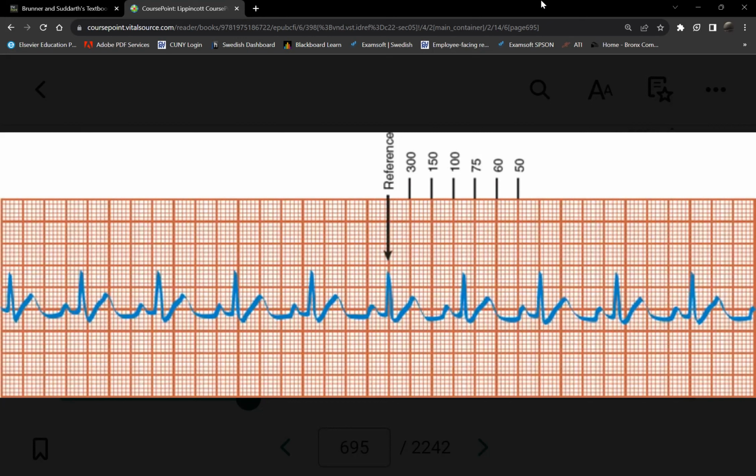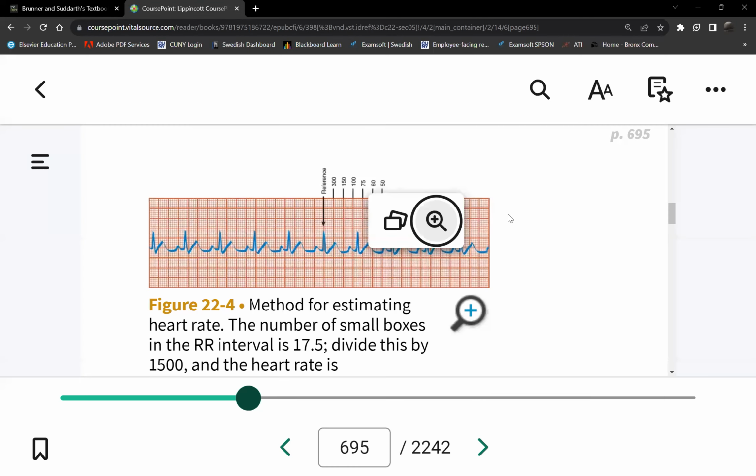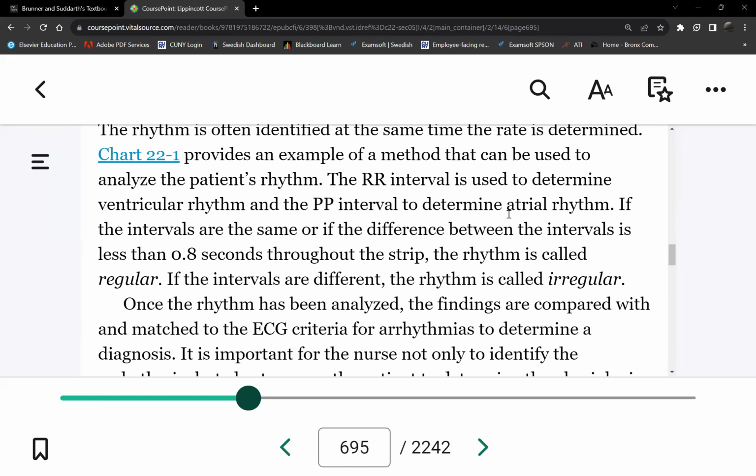Any question on the heart rate counting? No. So that's how you count the heart rate.